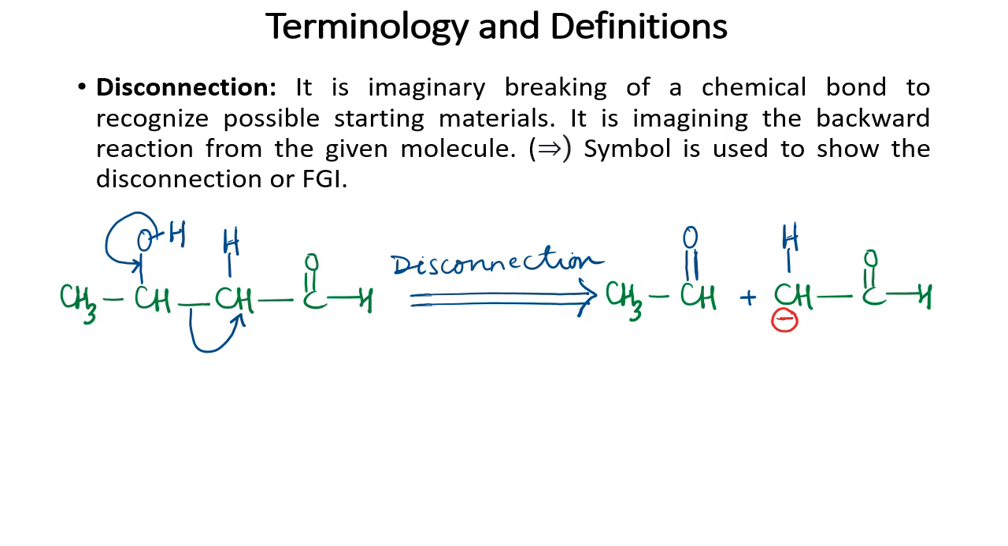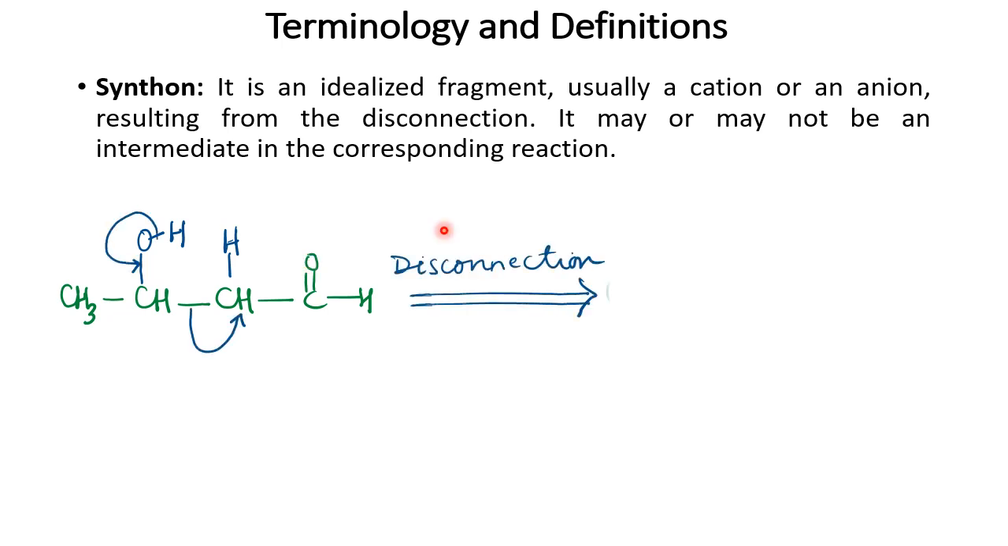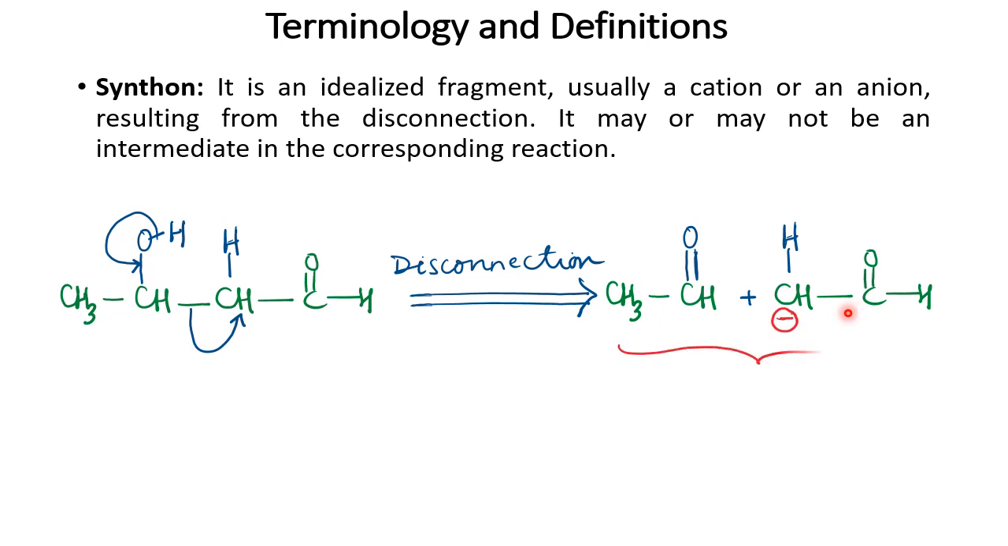So we will look into another definition, which is synthon. It is an idealized fragment, usually a cation or an anion, resulting from the disconnection. It may or may not be an intermediate in the corresponding reaction. So when we were applying this approach of disconnection on this molecule, we got two fragments, and these two fragments are now called synthons.